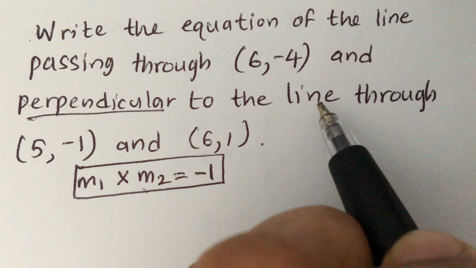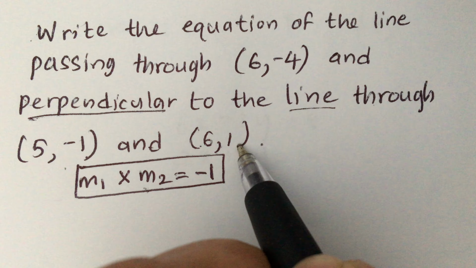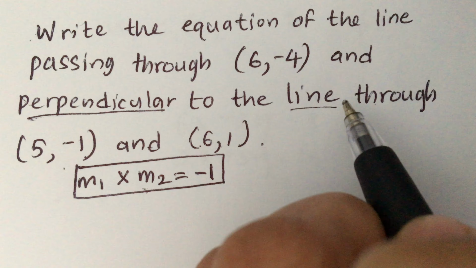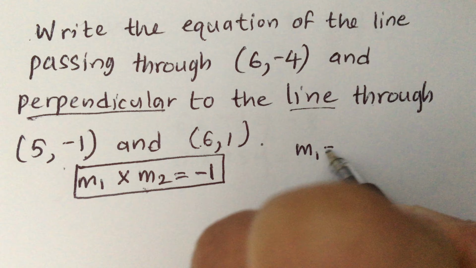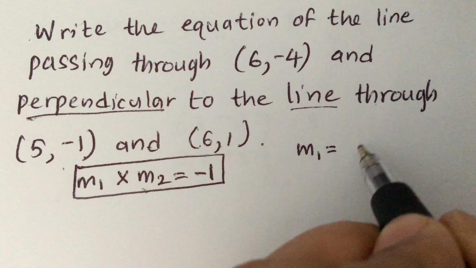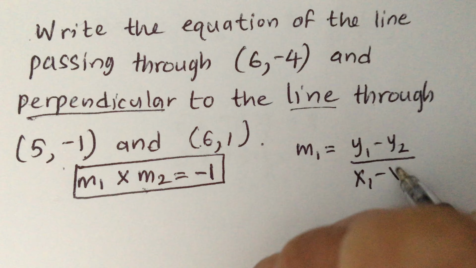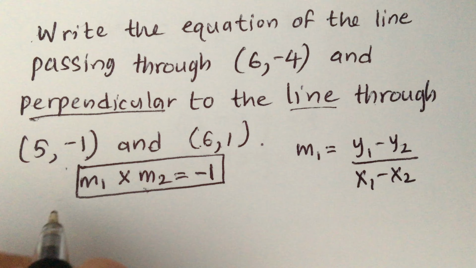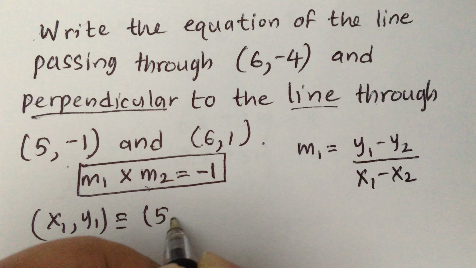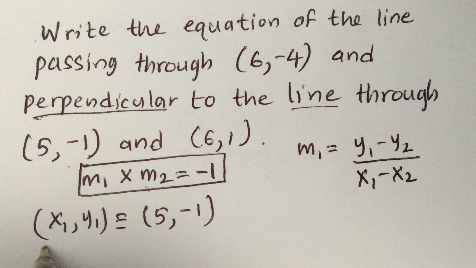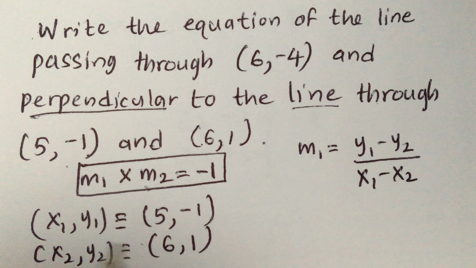So let's find the slope of this line, the line through (5, -1) and (6, 1), because we have two coordinates on that line. So to find the slope, let's take slope as m1. It is change in y divided by change in x. That's your slope. So let's take my x1, y1 as (5, -1) and my x2, y2 coordinate as (6, 1), right?